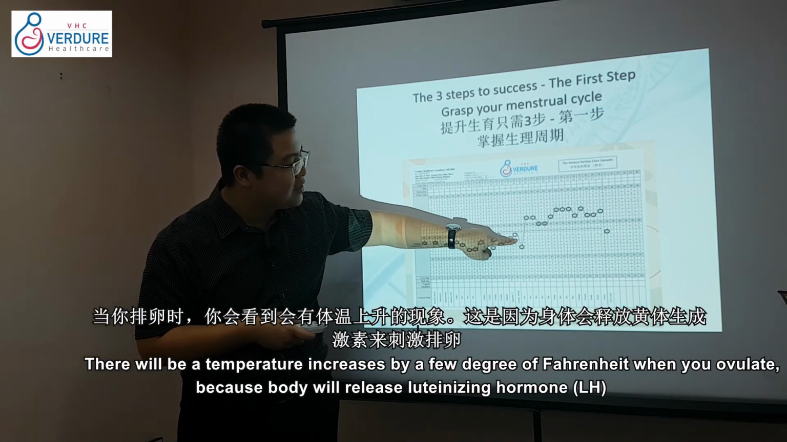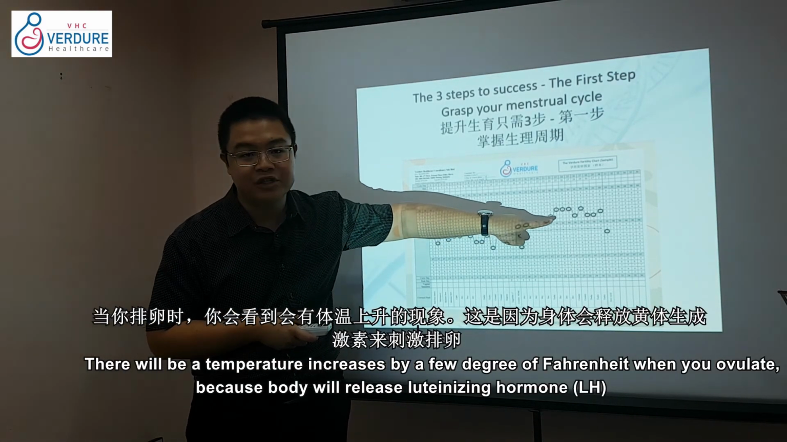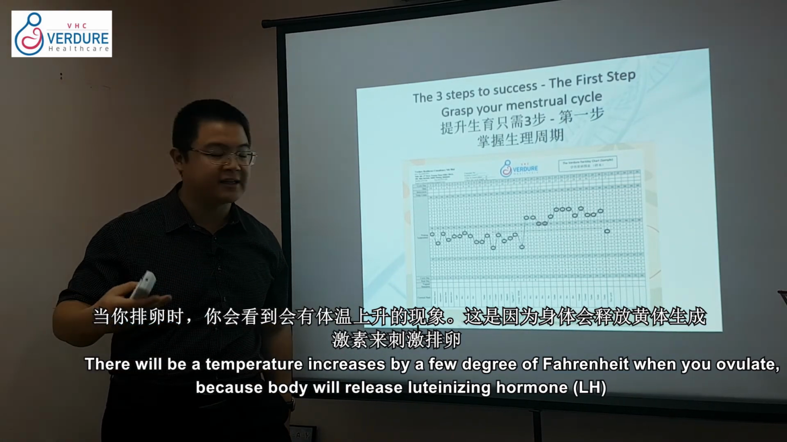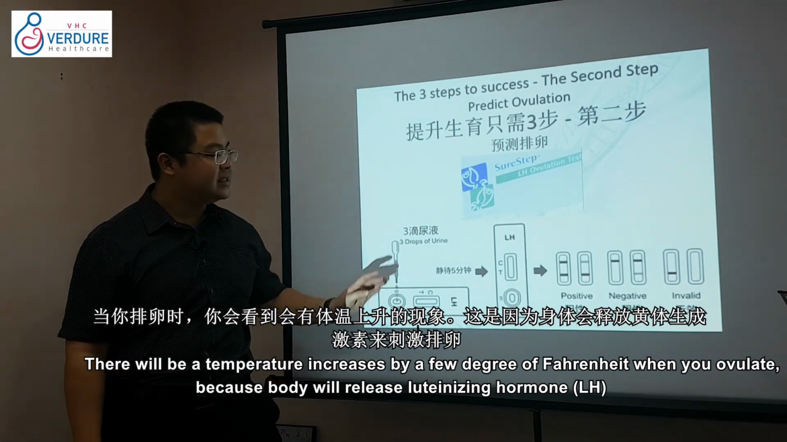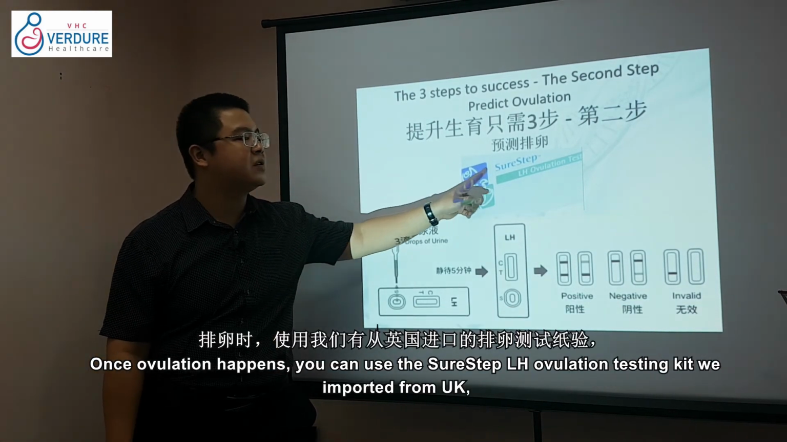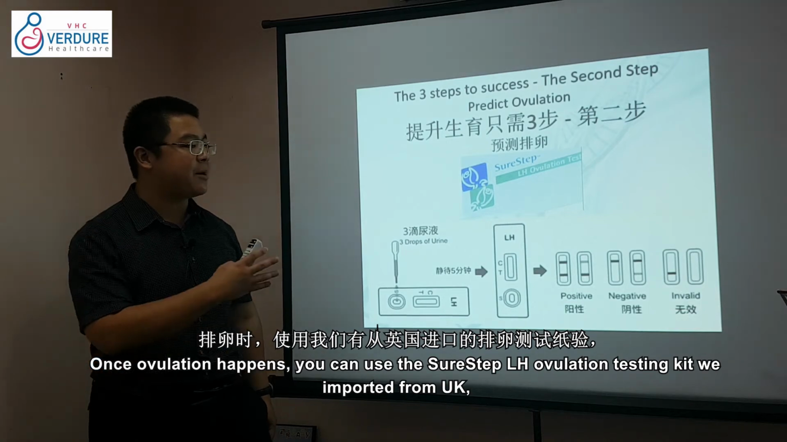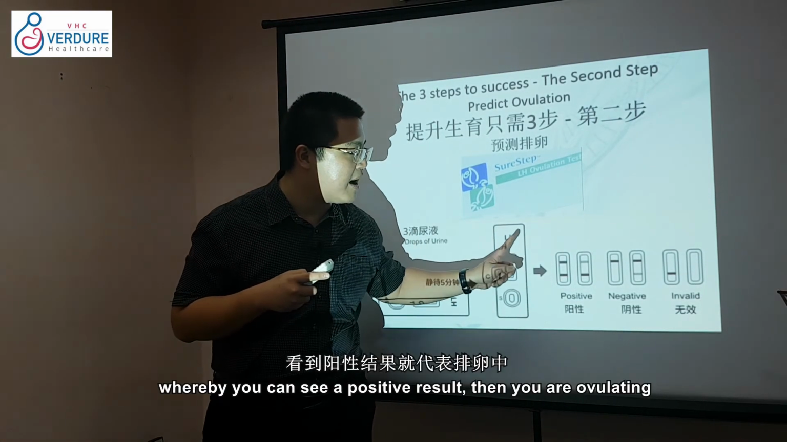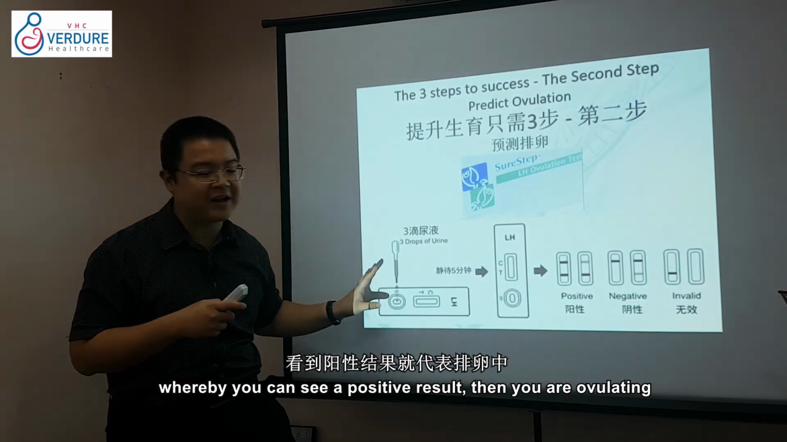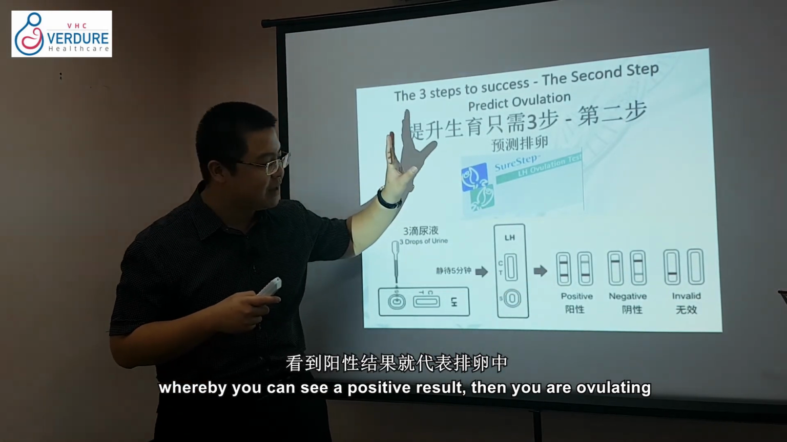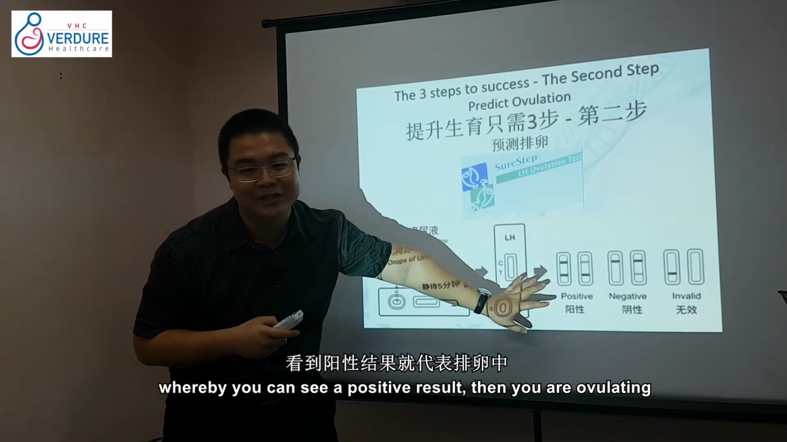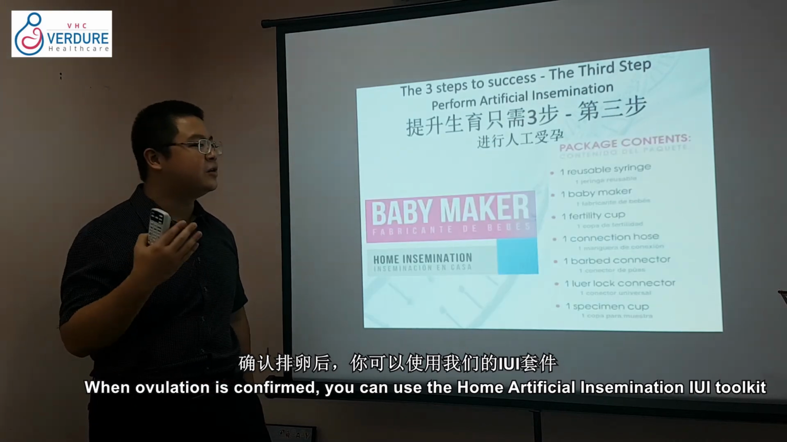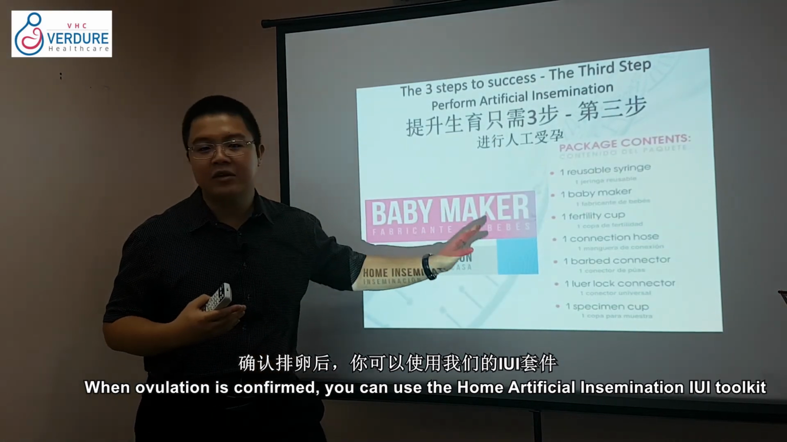If you are ovulating, you can see the bump in the temperature, okay? Because there is a surge of the fertility hormone called the luteinizing hormone. And once that happens, you can use our short-step LH ovulation test kit that we've imported from the United Kingdom, whereby you can see if, let's say, you are positive. Okay, luckily this is not COVID. You don't want to see this in your COVID test, but if you see that in your LH ovulation test, then you are ovulating.